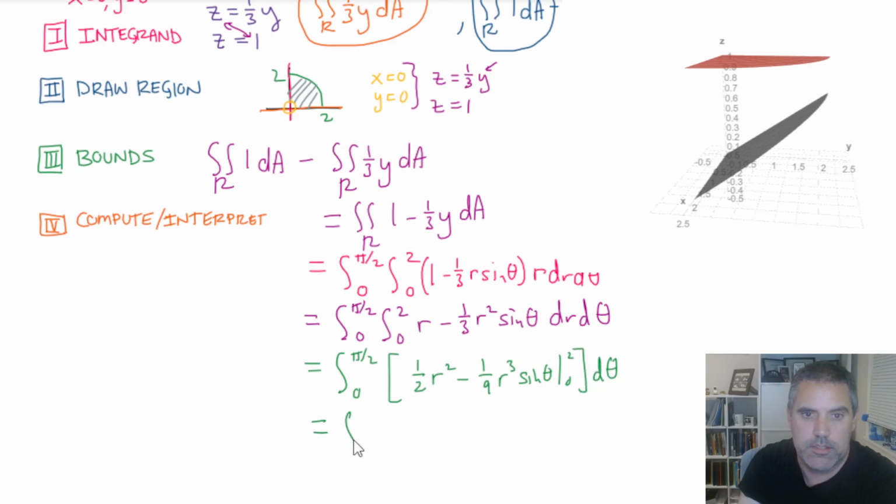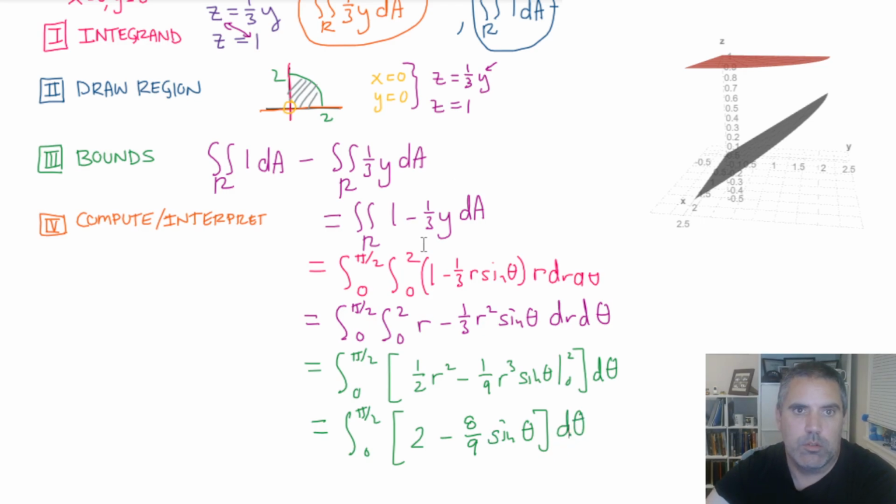And then you plug this in. 0 to pi over 2. Plugging in a 2, you're going to get 2 squared over 2, which is just 2. And here you're going to get 8 over 9. These numbers are starting to sound familiar to me. Let's scroll up a little more.